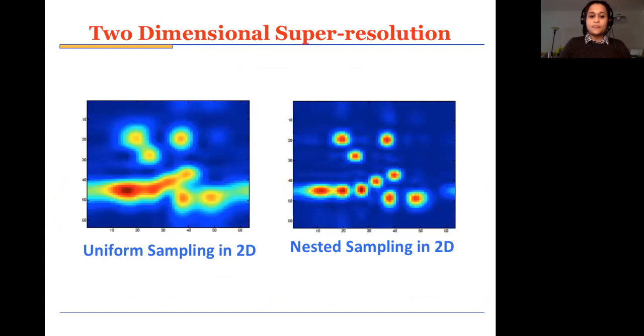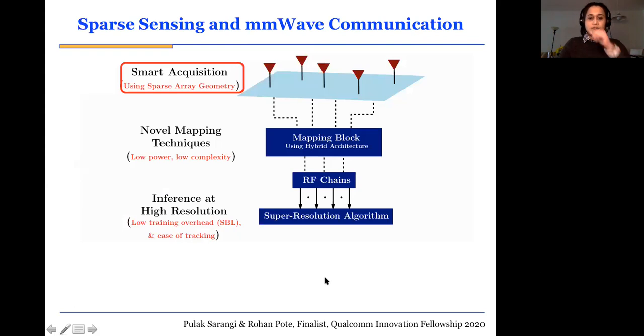This is just an example of how a super-resolved image looks when you use a uniform rectangular array versus a nested array in 2 dimensions. Both have the same number of sensors, but the geometries are different. Just by changing the geometry and developing a suitable algorithm that can exploit that geometry, you can actually super-resolve these sources, which is not possible using a uniform rectangular array. Now, central to the idea of sparse arrays is the theme of doing more with less. I can identify more sources with fewer sensors, right?